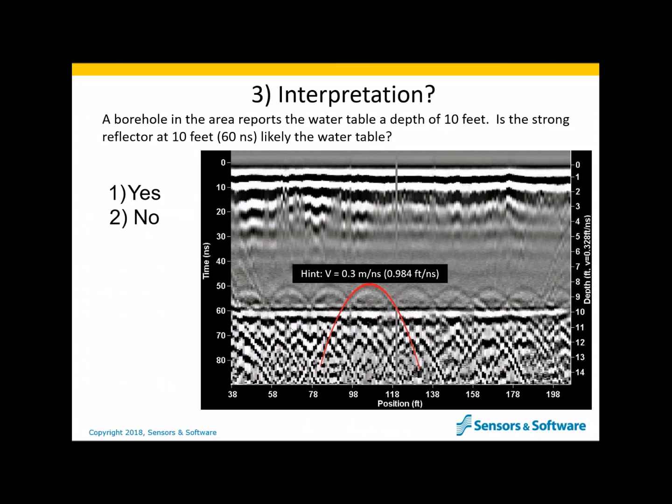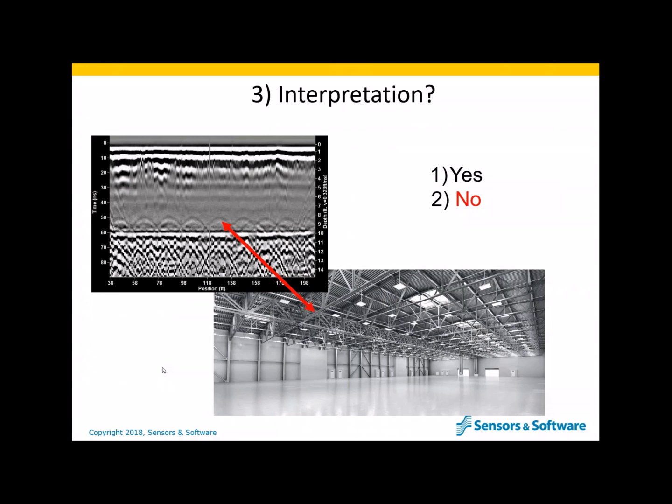Let me put this data into context, which is the right thing to do. This is where the data was collected. It was collected inside a warehouse. And so the reflection that we see at 60 nanoseconds is actually the ceiling, the metal ceiling. And the hyperbolas that we see just above the reflection from the ceiling are actually the steel girders holding the ceiling up. A little bit of a trick question.